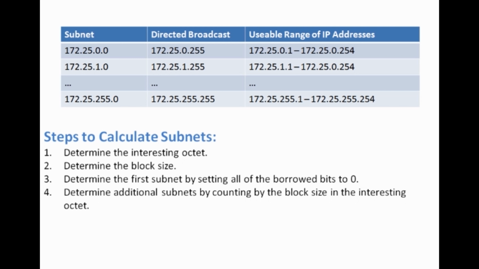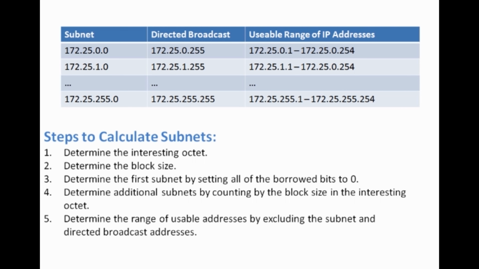And once you have calculated all of your subnets, then you eliminate the first IP address in that subnet and the last IP address in that subnet, because the first one, that's the network address or the subnet address. The last one, that's the directed broadcast address. Everything in between, that is your usable range of IP addresses.